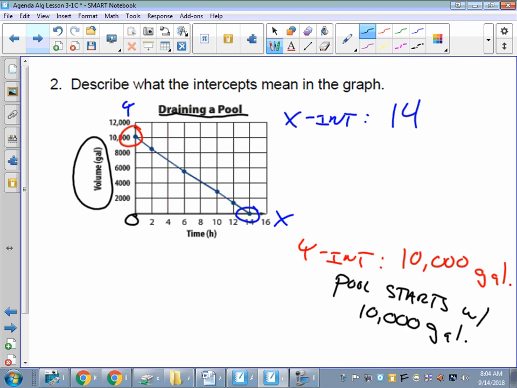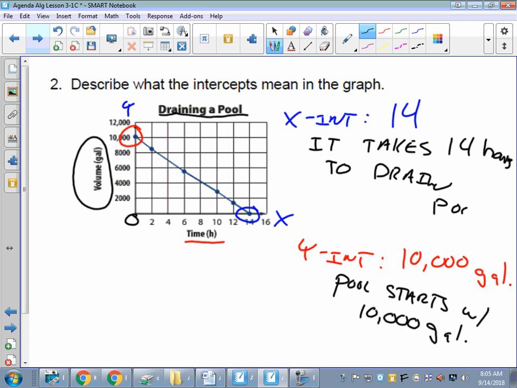So that's what the y-axis means. I'll talk about the x-axis. The x-axis is talking about time. And if we take a look at the graph, how the graph goes down, how much water is in the pool, it goes down to 0 at 14 hours. So how long did it take to drain the pool? That's what the x-intercept means: it takes 14 hours to drain the pool. I'll just make that hours up here.